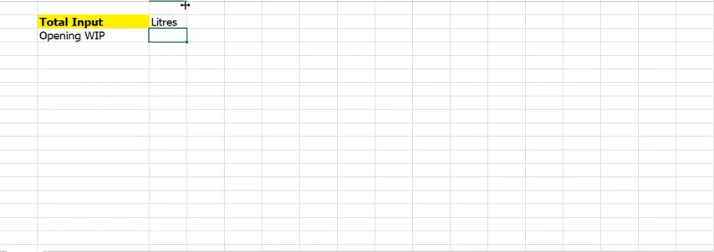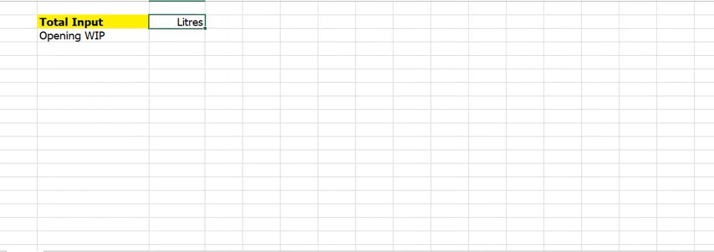So the total inputs. To come up with the total input, of course, we have the opening inventory, what you call the opening work in progress. Our input is in liters. So the opening work in progress in liters is 5,000 liters. That is your opening work in progress.